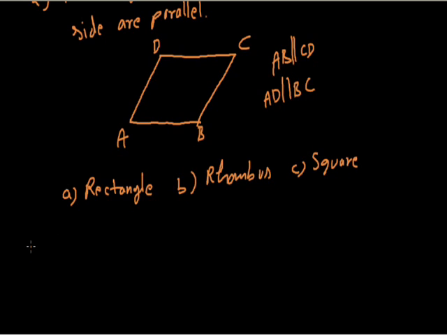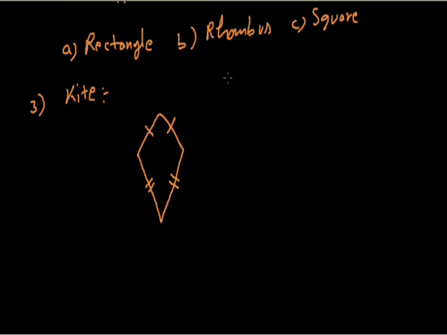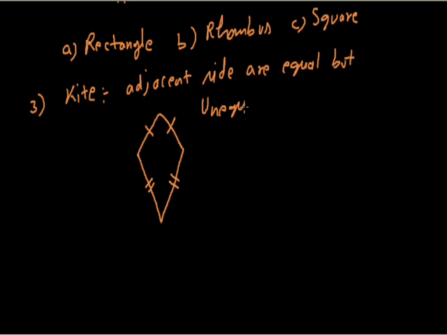Now the third type is a kite. A kite is a quadrilateral in which adjacent sides are equal but unequal opposite sides, तो उसे हम kite बोलेंगे.